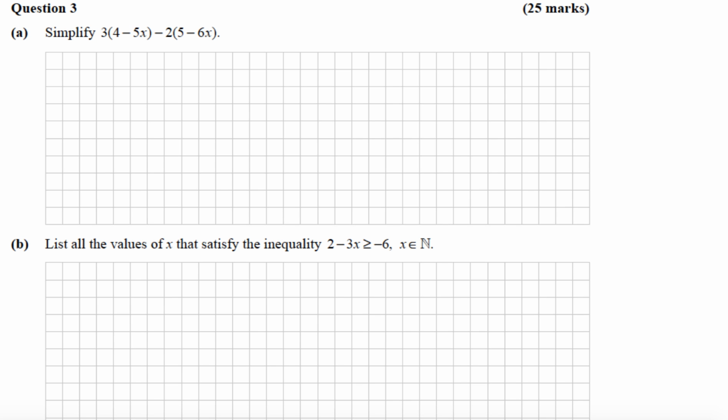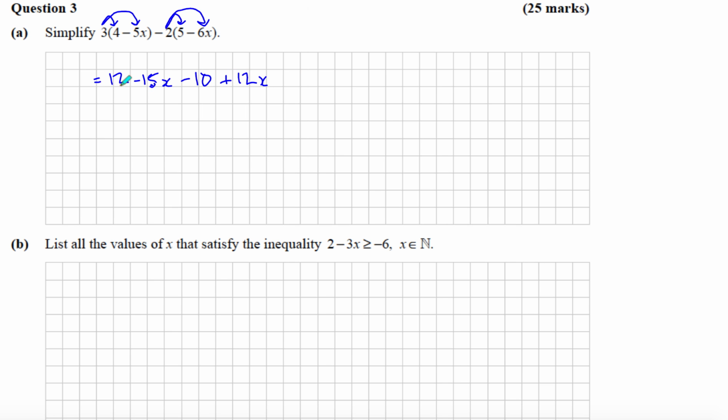So this is the 2015 Leaving Cert Ordinary Level Paper 1, and we're looking at question number 3. Part A says to simplify 3(4 − 5x) − 2(5 − 6x). So we're going to multiply these brackets out. 3 times 4 gives us 12, and 3 times minus 5x is minus 15x. And then we have minus 2 by 5, which is minus 10. And then the minus 2 multiplied by the minus 6x will give us plus 12x.